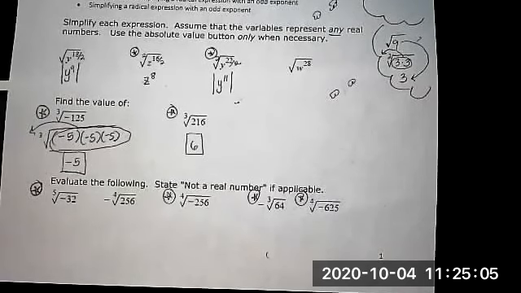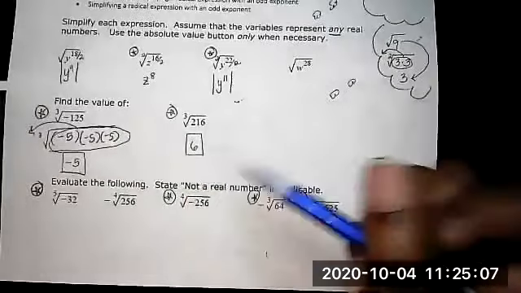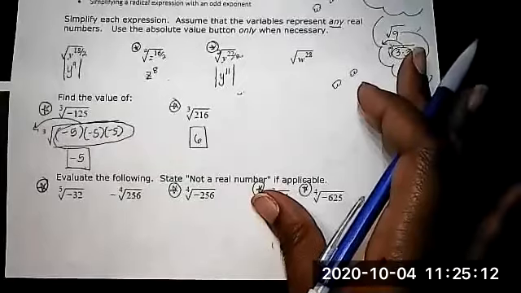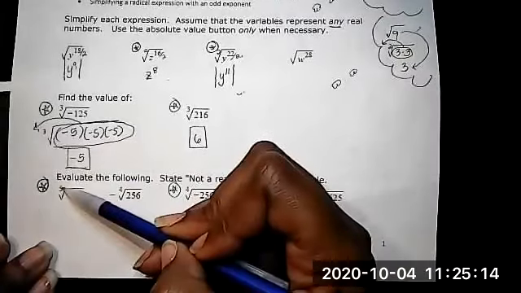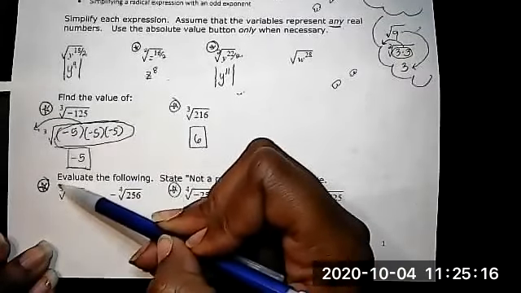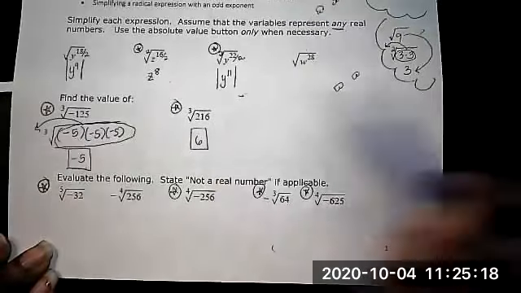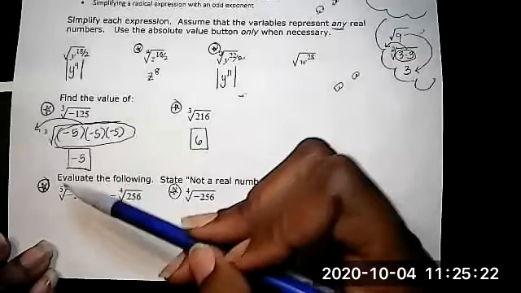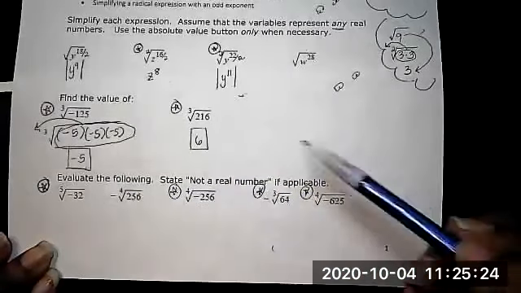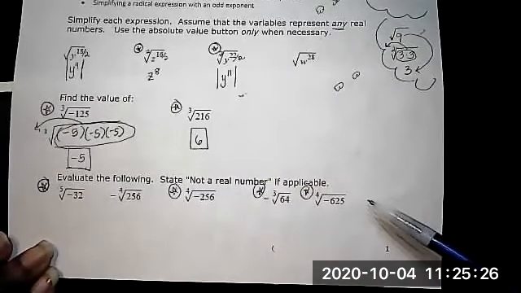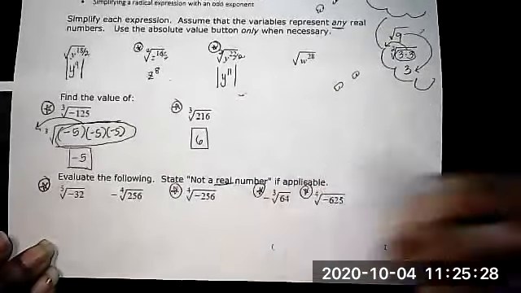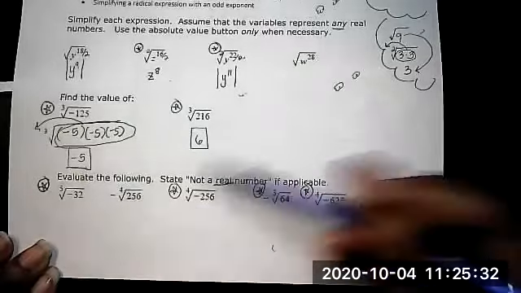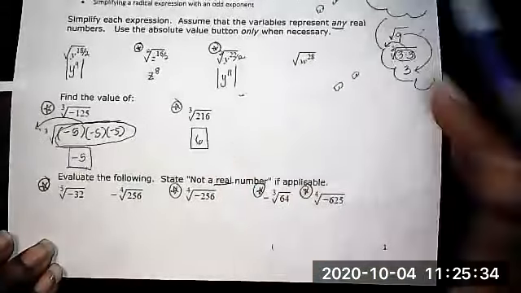All right, evaluate the following. State "not a real number" if applicable. In this case, if it has a 5th root here, an odd root, then you can have a negative number inside, okay? Because they want a real number. If it has an even root, you cannot have a negative number inside, okay?